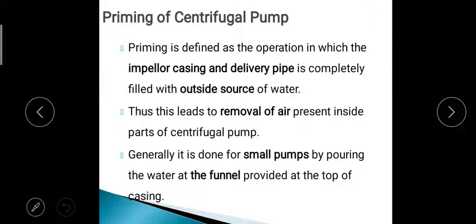And this is done in small pumps by using funnels where we put the water and the water is being sucked in. Fine. That is priming.